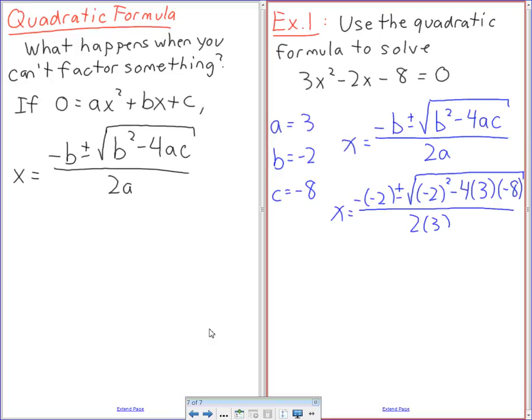What happens? Generally, how many x-intercepts are there on a graph? Generally, there's 2. So this will give you both x-intercepts. The first x-intercept will be positive, this. The second x-intercept will be negative, that. Right? So that's where the 2 x-intercepts are actually going to come from. All right.